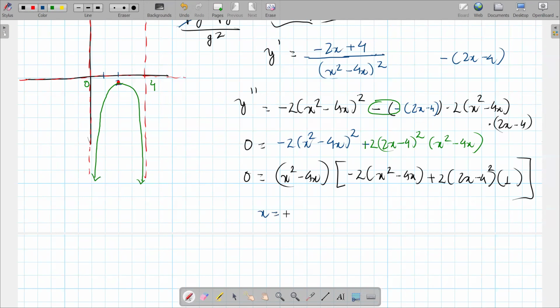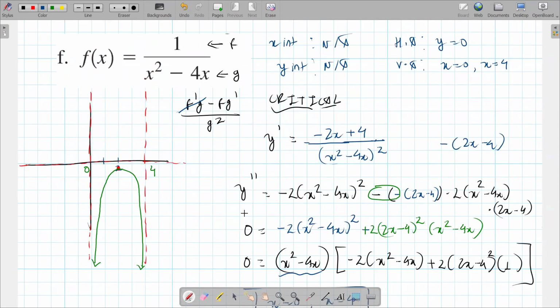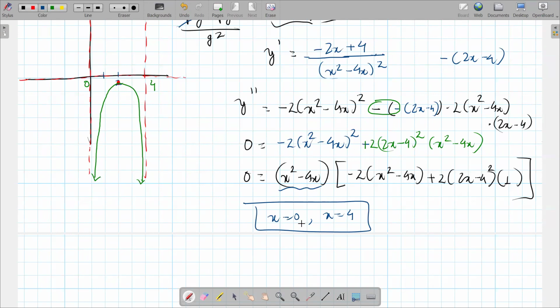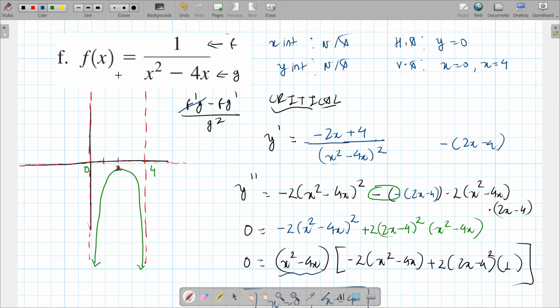This gives us x minus, I'm just setting this equal to 0. This gives us x is 0 and x is 4. So those are my 2 points of inflection. But notice, if x were to be 0, or if x were to be 4, would this function exist? Can x be 0 or 4?